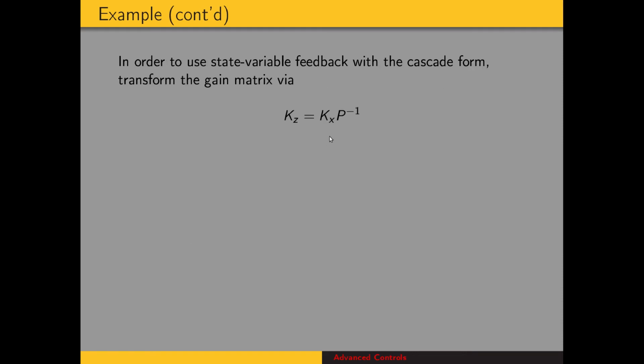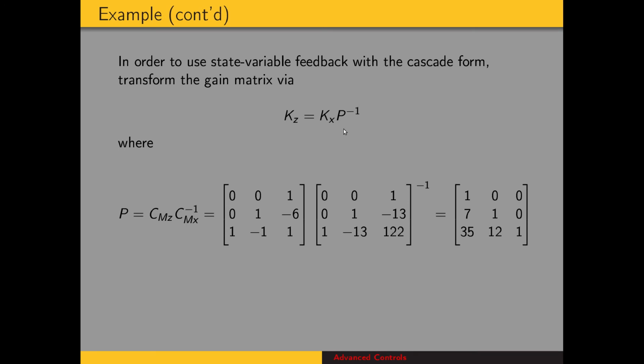And in order to use the cascade form like we want, we need to transform those gains back into that state space representation. So we'll use the transformation matrix P to get k sub z. Now we need to calculate P, and we use the controllability matrices. So we've got C sub mz, which we already found when we were verifying controllability. We need to find C sub mx, which is the controllability matrix using the controller canonical form.